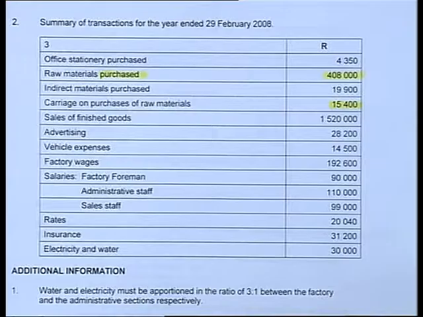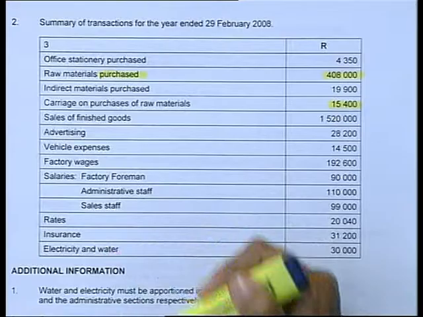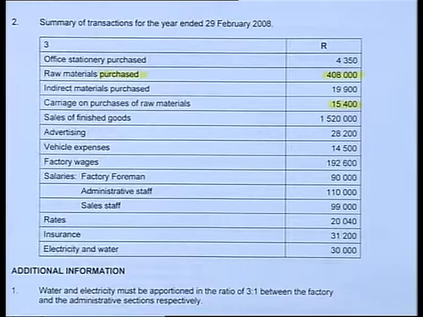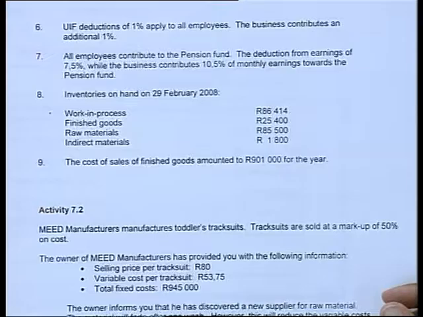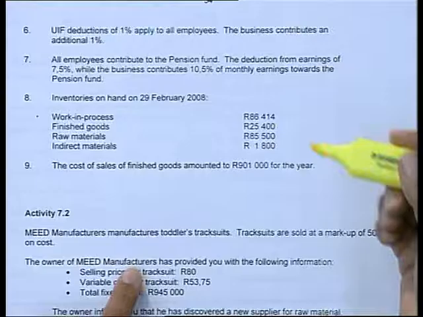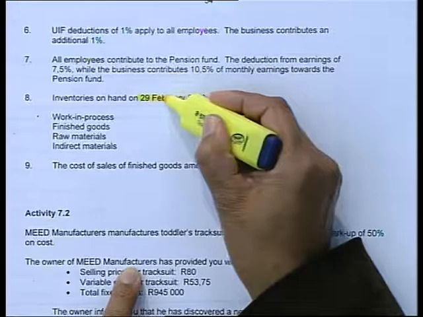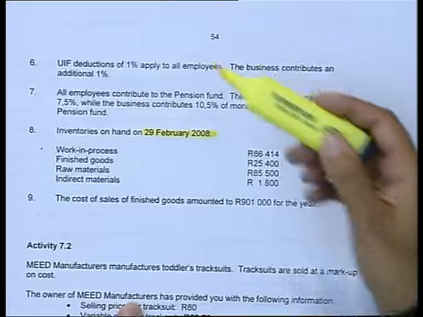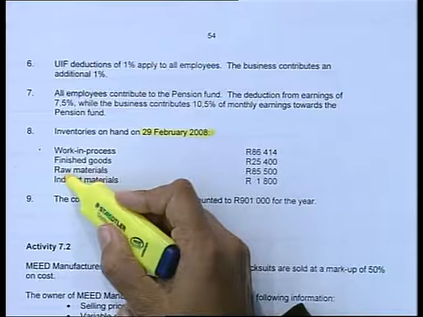Now I remember I need custom duty. So I must check if there's anything to do with custom duty, and I can assume here that the items were not imported, so I don't need custom duty. And then finally, learners, I need my closing stock. My closing stock, you always find towards the end of the exercise where they say inventories on hand on the 29th of Feb. Okay, I'm moving between three pages here because the exercise is over three pages, so I'm by page 54 now. So you just have to keep paging with me. There I have raw materials, closing stock.